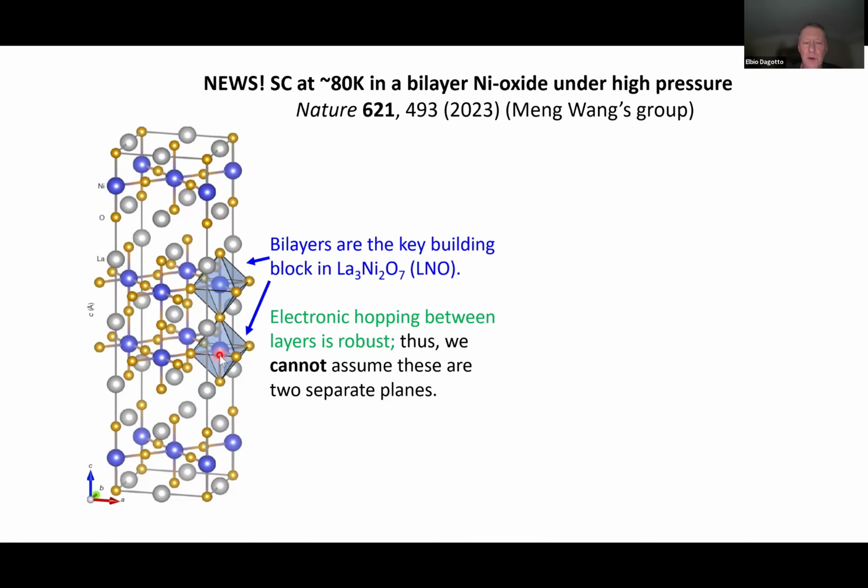One interesting aspect that was noticed very early on is that if you do the more or less elementary theory, very quickly you find out that the electronic hopping in between these two nickels is robust. That means it's slightly larger than the one in plane. Consequently, studying only one of these planes does not seem to be enough. You have to study the bilayer ensemble. That's a factor 2 to remember. And then there is another factor 2.